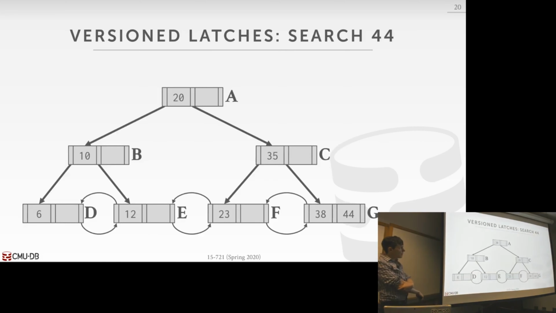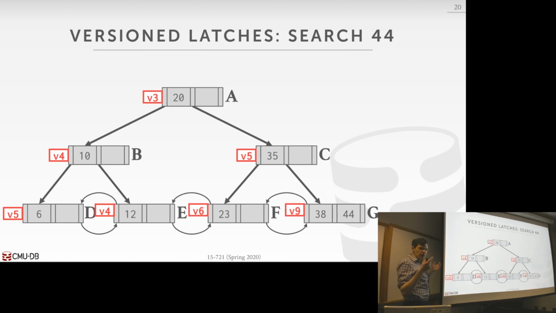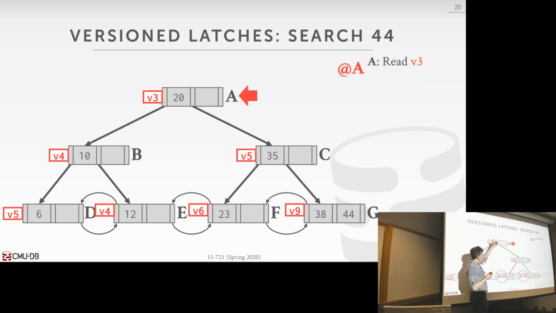So let's look at an example here. Every node is going to have this version counter. It's just 16 bits or 32 bits in the header that says this is the version of this node. And anytime we modify it, we'll just increase that counter by 1. So say we want to do a search on 44. We start at node A. The very first thing we do, we're going to read what the version number is for this node.